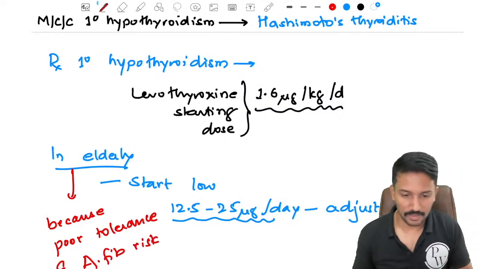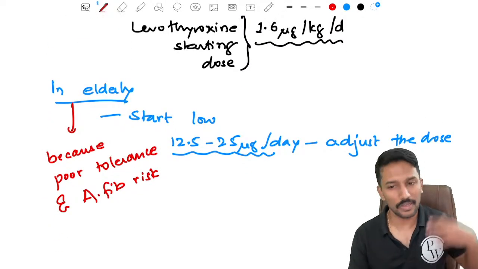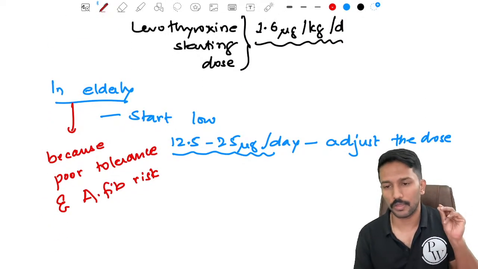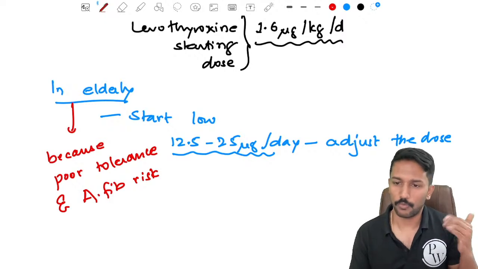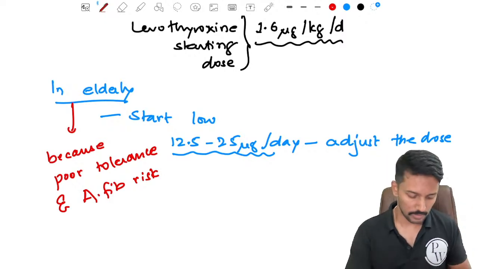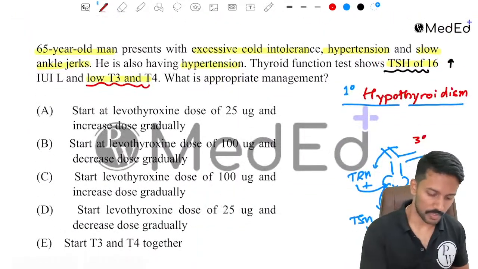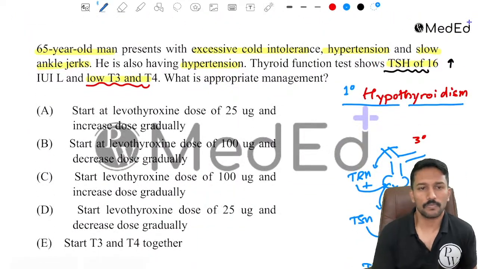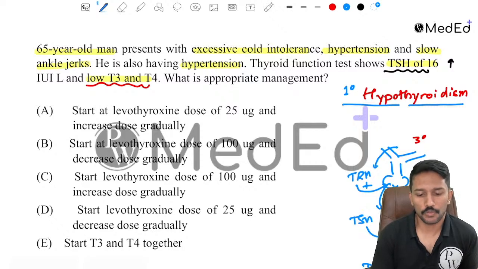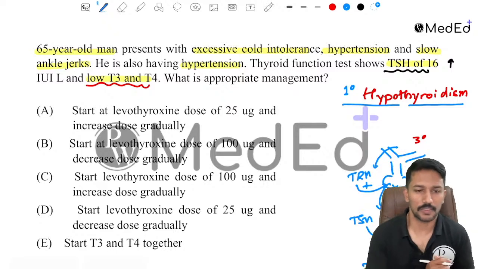Elderly don't tolerate suddenly giving them a normal dose of thyroid hormone. So we start very low. You can give them, nobody is stopping you from giving them 100 microgram, 125 or 150, but you have to start low, slowly build it up, right? Okay, so now going back to the question, what do you think should be the answer? Which option should be the answer here?